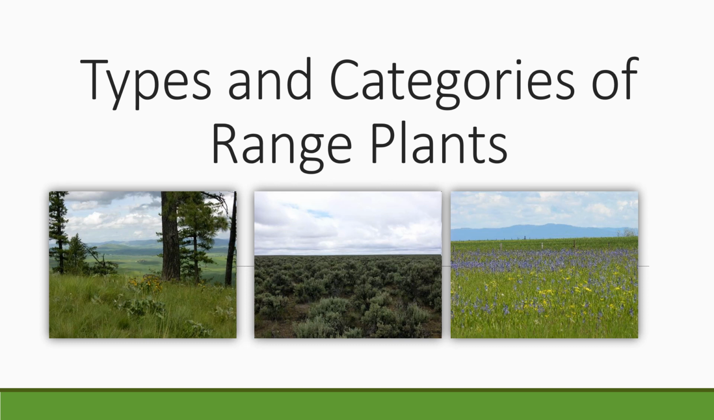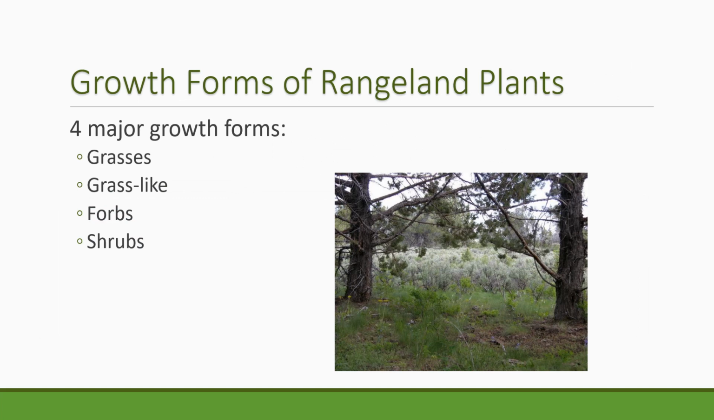In this presentation, we're going to describe some of the main terms and categories used to describe rangeland plants. I'm Karen Launchbaugh at the University of Idaho, and if you want to understand how to conserve or manage rangelands, you've got to start with a basic vocabulary of rangeland plants. There are four kinds of range plants we're going to talk about: grasses, grass-like plants, forbs, and shrubs.